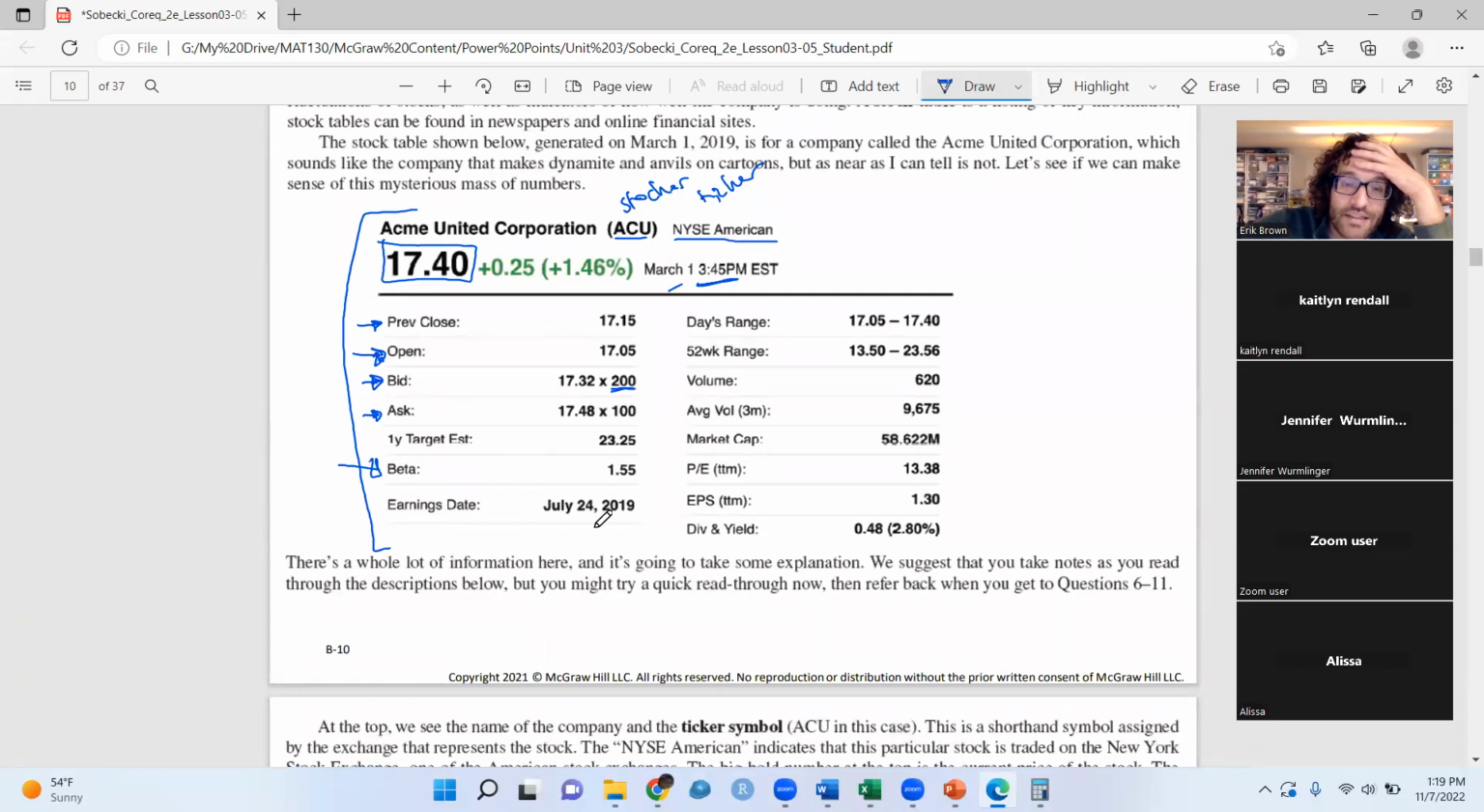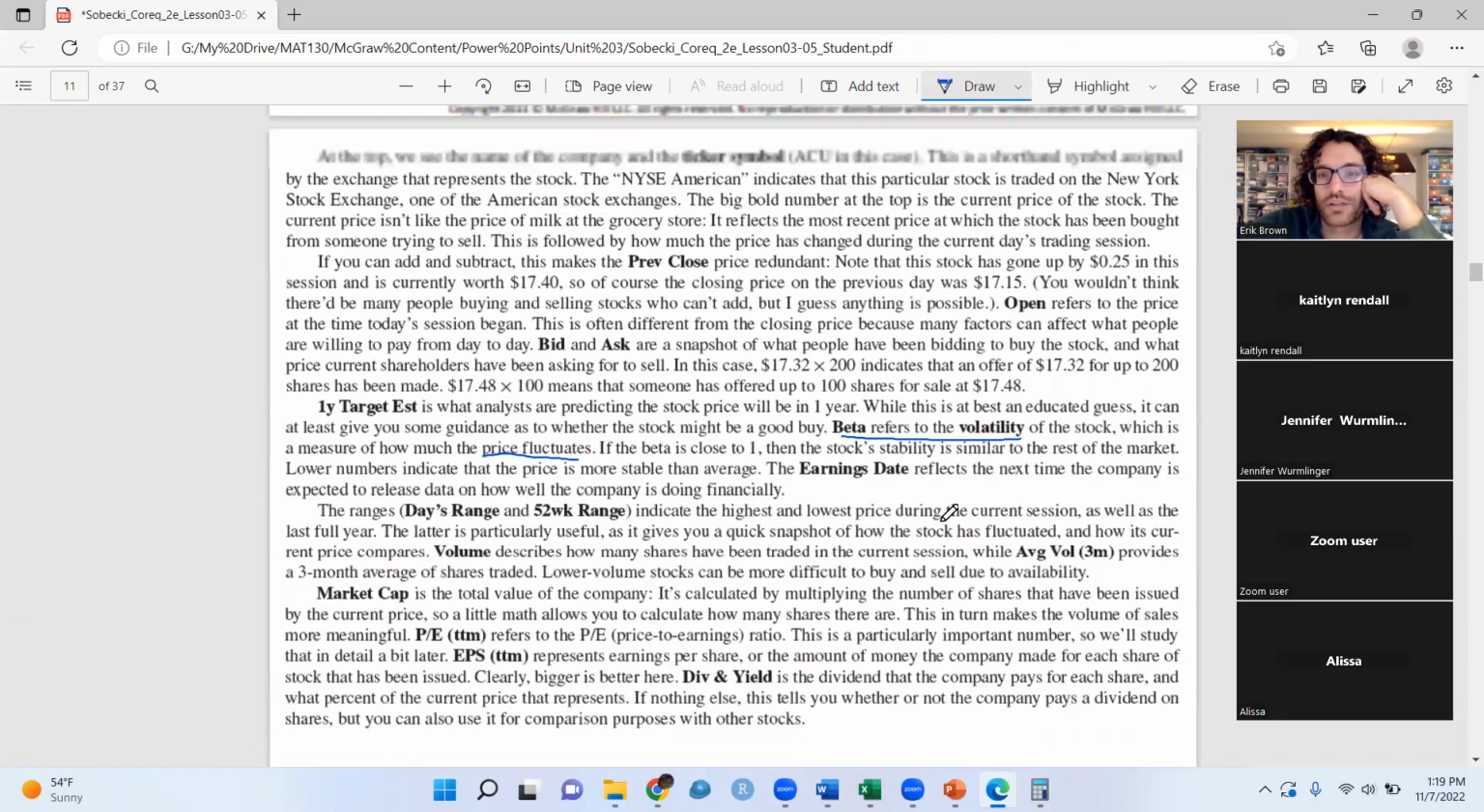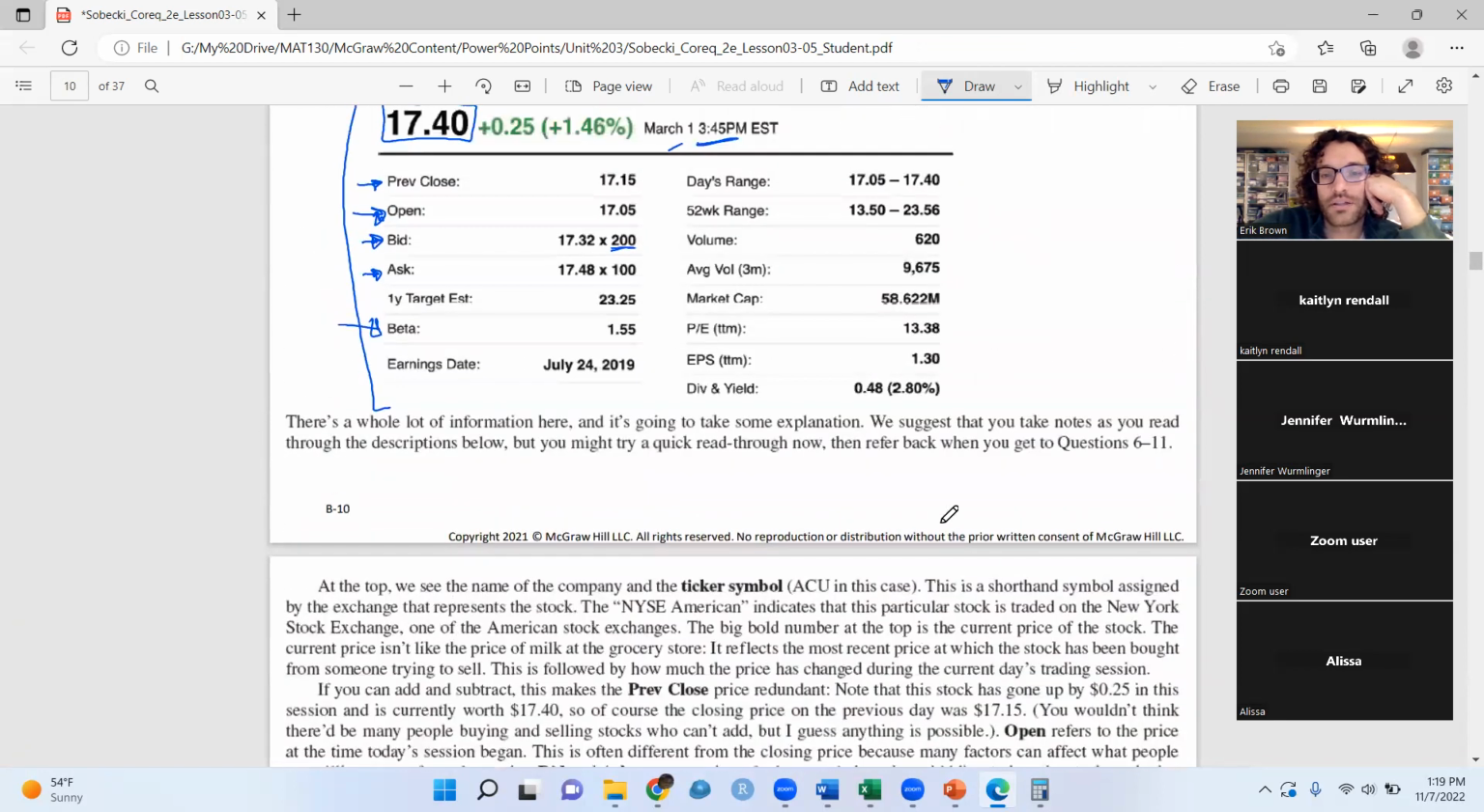The earnings date, July 24, 2019, is the next time the company is going to release data on how it's doing financially. So the accountants have to prepare a report that says, here's all the expenses, here's all the money that came in, here's our profit.